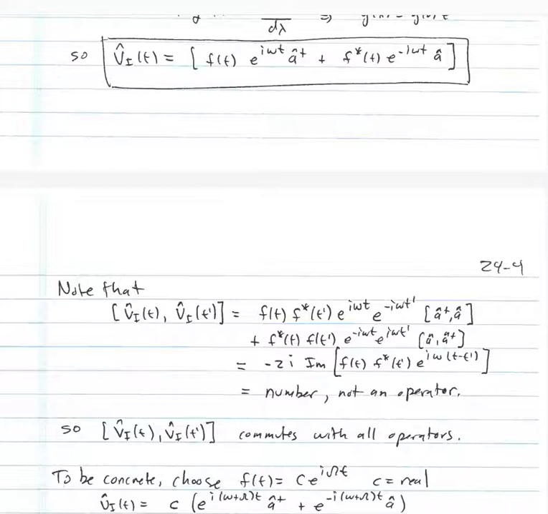In most time-dependent problems, we will not find that V_I(t') commutes with all other operators. But it does in this case, and it does because the commutator of a dagger with a is a number, not an operator.